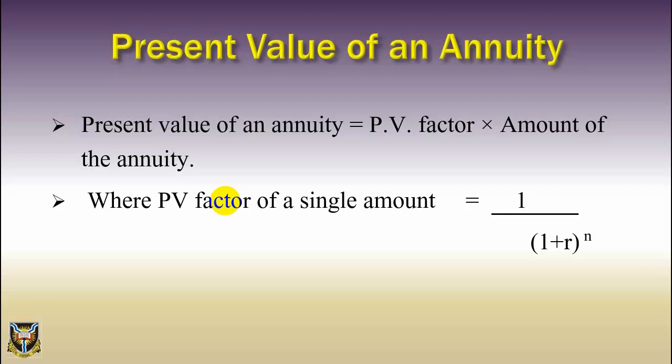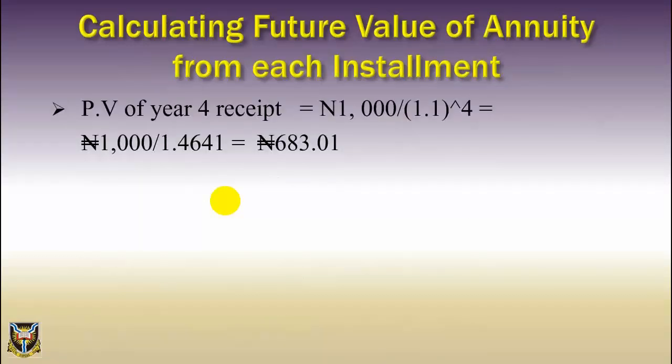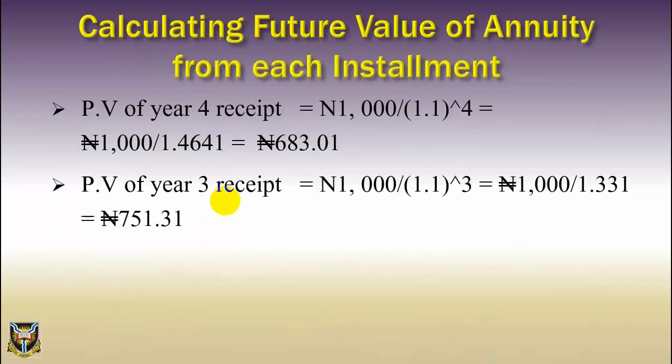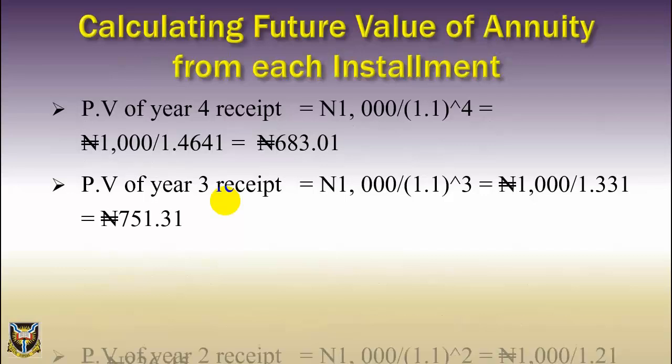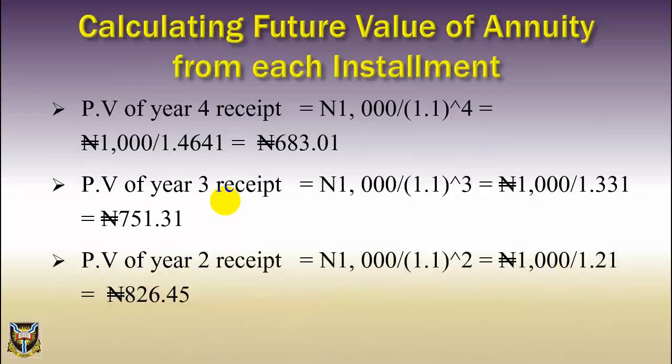Year 4. Receipt 1,000 naira. Discount factor 1.1. Year 3. PV in year 4 receipt 909 naira 09 kobo. Year 3 receipt 1,000 naira. Total 1,909 naira 09 kobo.